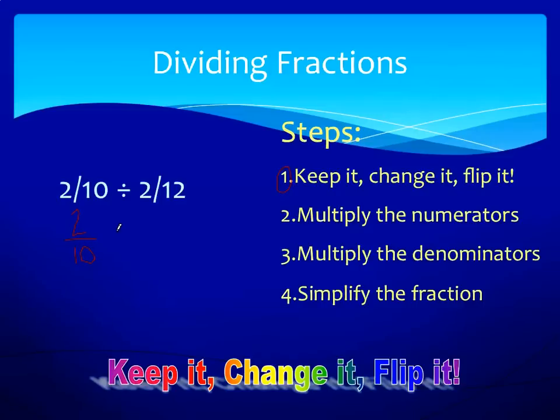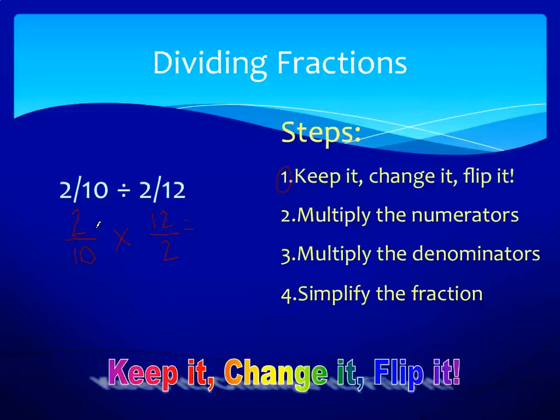I am going to rewrite it without the backslash. The change it part, I'm going to change the division to multiplication. So I'm changing the operation from division to multiplication. The flip it part refers to the second fraction. And that basically means I'm going to put the denominator in the numerator spot, and I'm going to put the numerator in the denominator spot. And now I can go through and basically multiply straight across.